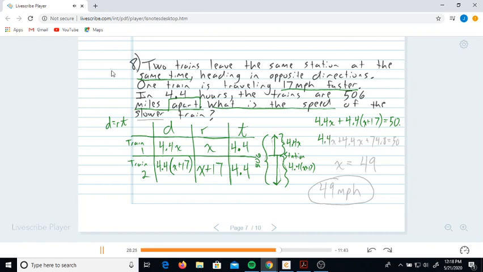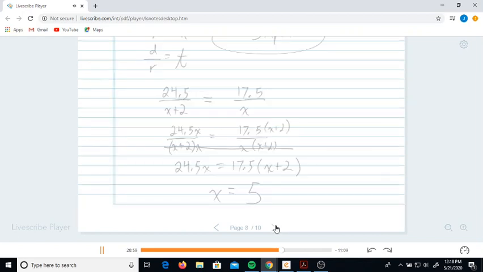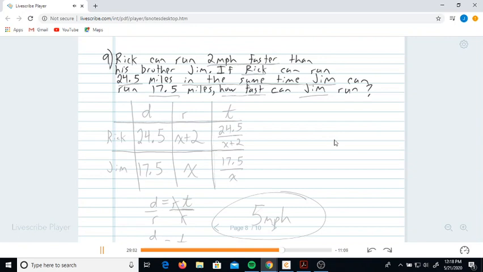So that's 4.4x plus 4.4x plus 4.4 times 17, which is 74.8, equals 506. So you go ahead and solve that equation and you will get 49. And there's our answer. And that's the speed of the slower train. If I wanted the speed of the faster train, I would add 17 to that. Alright, that's number 8. Let's look at one more uniform motion problem.